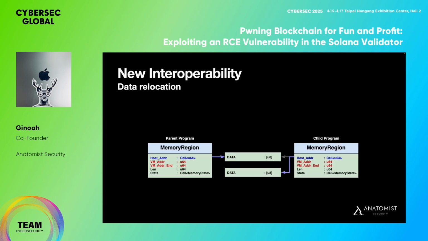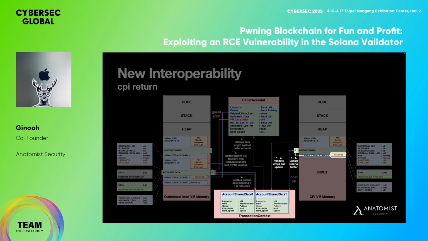If the data buffer has been relocated, we need to update the original mapping in the parent program's memory region to reflect this change. Just like when entering a call, when returning from CPI, we need to copy the data from the reserved buffer back to the direct mapping data buffer, validate all other changes, and then write them back to account share data.